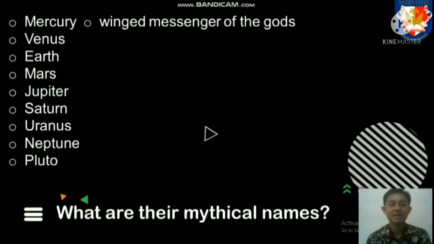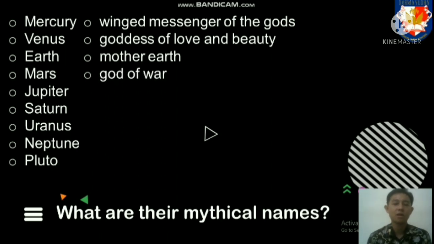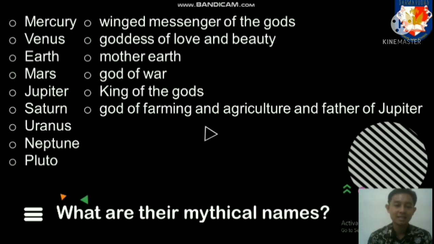The name is winged messenger of the gods, right? And then the second one, goddess of love and beauty. And then the third one, this is not actually a mythical name. The name is Mother Earth. And then the fourth one is god of war, then the fifth one, king of the gods for Jupiter, and then the sixth one, Saturn. Its name was god of farming and agriculture and father of Jupiter.